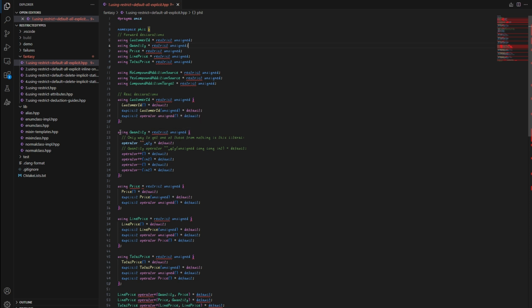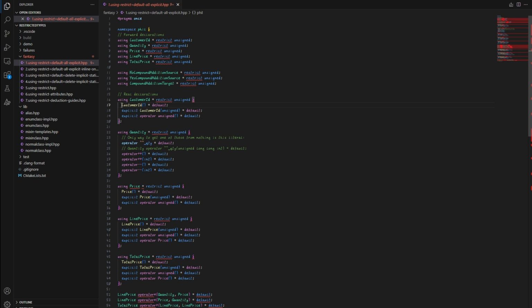So I've again written using quantity equals restrict unsigned, and now there's a scope block, and inside of the scope block is a list of what you can do. Anything not mentioned in here you can't do. So actually, let's look at customer ID. I've said customer ID has a default constructor. Customer ID can be explicitly converted from an unsigned and can be explicitly converted to an unsigned, but you can't do anything else to that.